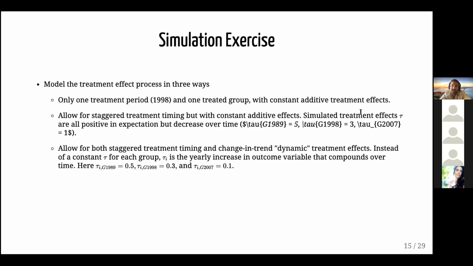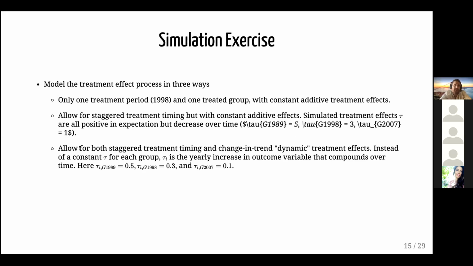I'm going to simulate treatment effects. They're all positive in expectation, again allowing a little bit of randomness, but they decrease over time. So the firms that get treated first get it. Sorry, I must have messed up the LaTeX here. The groups incorporated in states treated in 1989 get a treatment effect of 5. The ones treated in the middle of the panel get a treatment effect of 3, and the ones treated at the end get a treatment effect of 1. There are actually a lot of settings where economic theory would suggest that treatment effects are biggest for the earliest adopters. Just assume it's one of those settings.